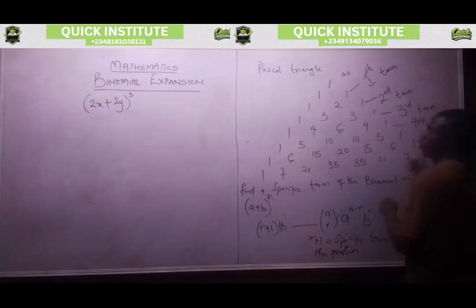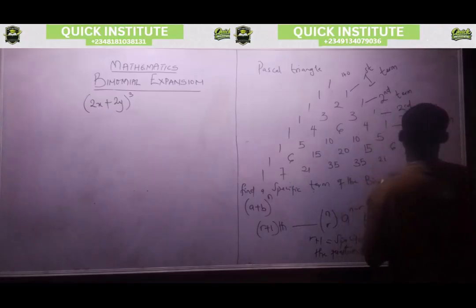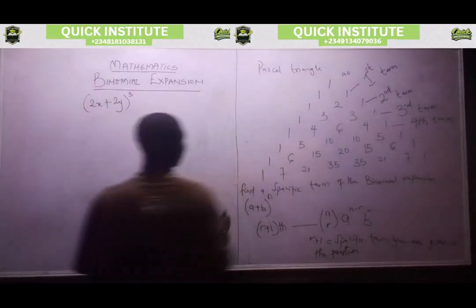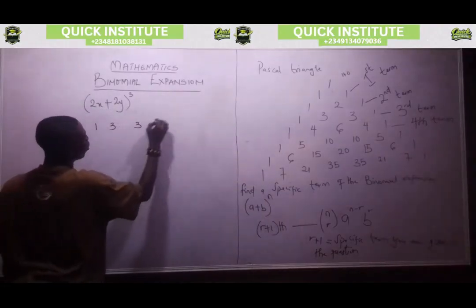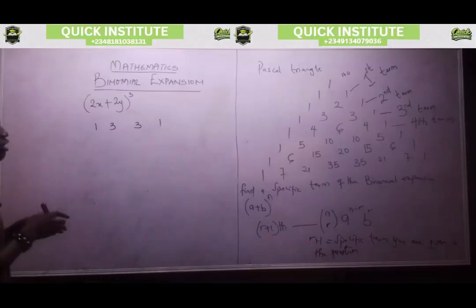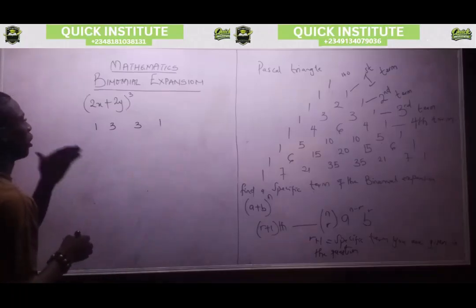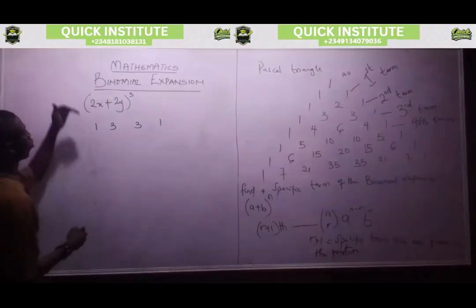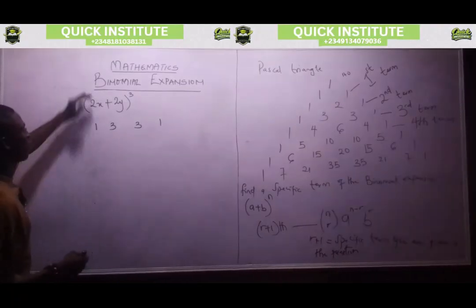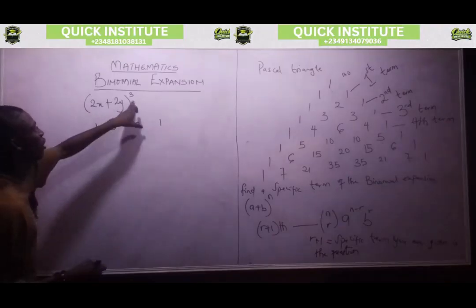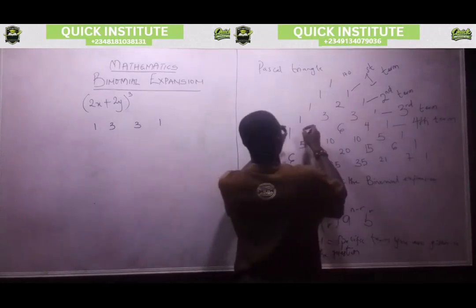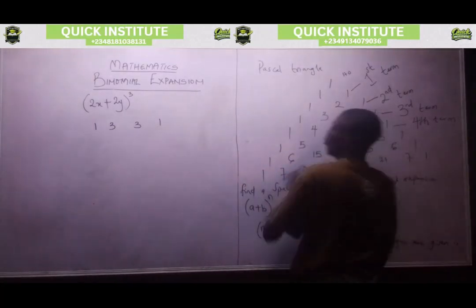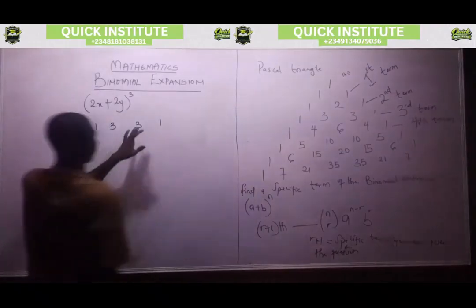And continuation. So you have to stop at the third term. So the third term is 1, 3, 3, 1. So for this expansion, since it says power 3, it means the third term of the Pascal triangle, which is 1, 3, 3, 1. So we bring it out: 1, 3, 3, 1.